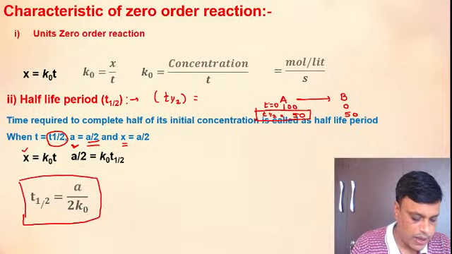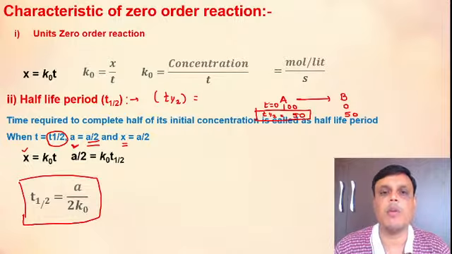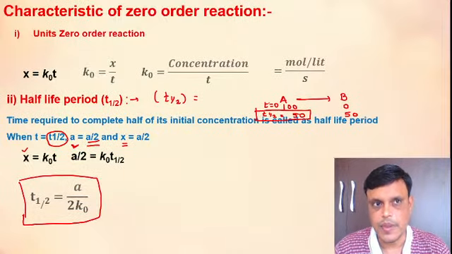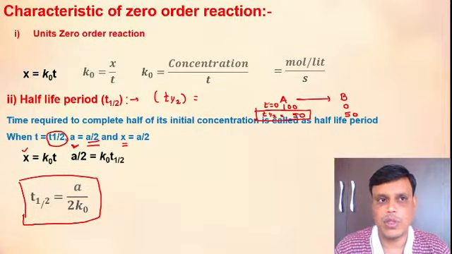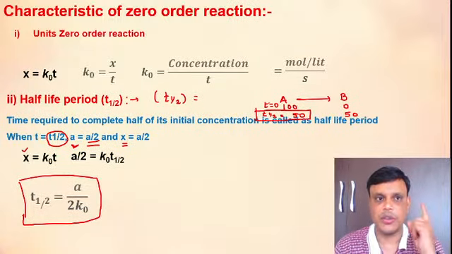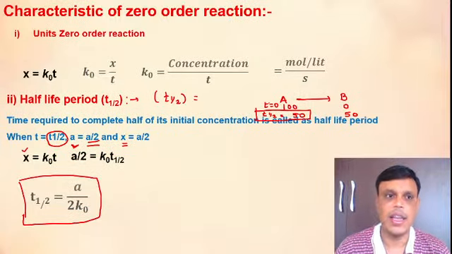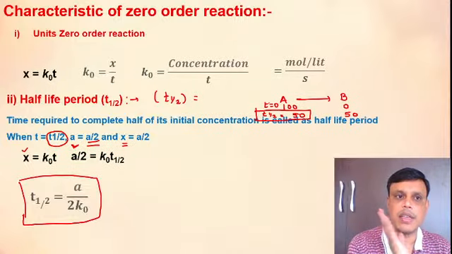What is half-life period? The half-life period is the time required to complete half of its initial concentration. This is the second most important characteristic of zero order reactions. First we have seen units, second is half-life period.